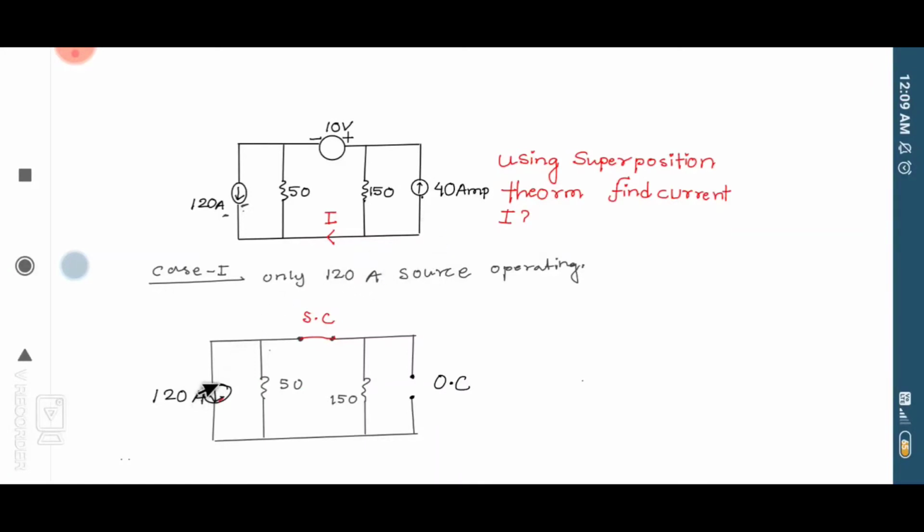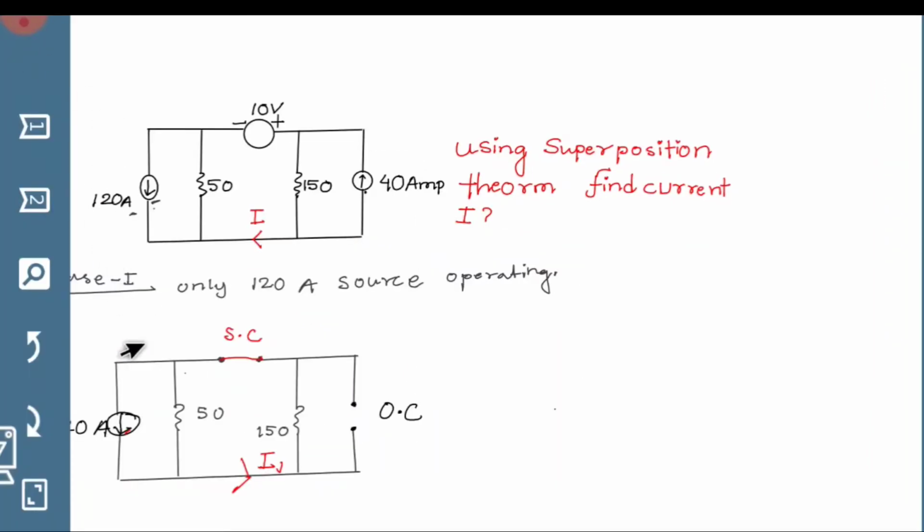Now look, the current is flowing in the downward direction. Then the response in this branch will be in this direction. Suppose we take it as I1, and suppose the current in this direction is I2. Now this is the current and it is split at this point into two directions. This is I1 and I2. We have to determine this response I1.